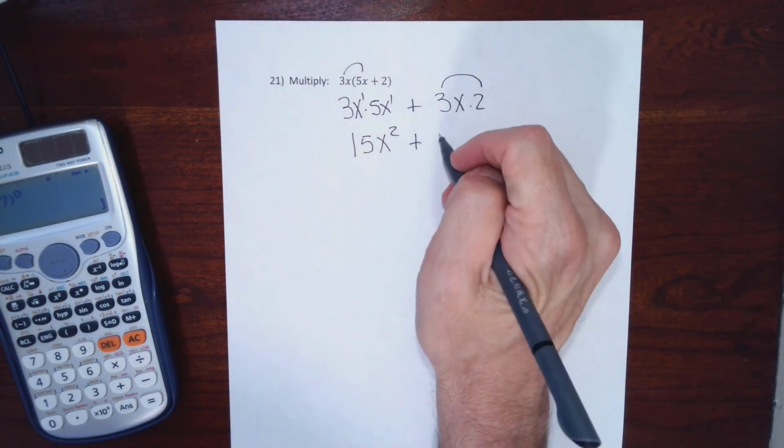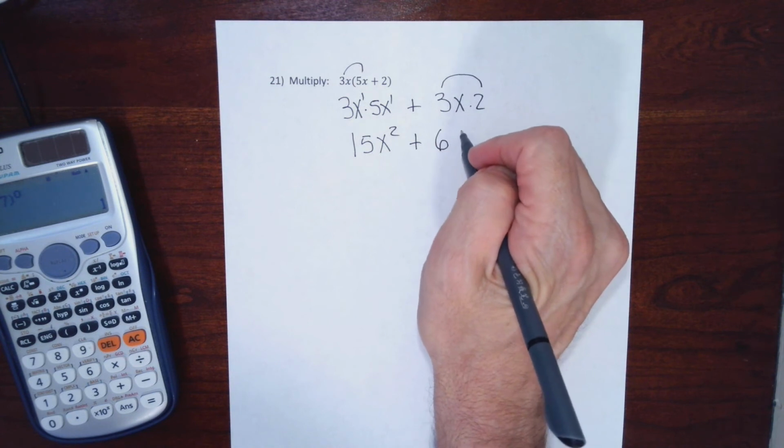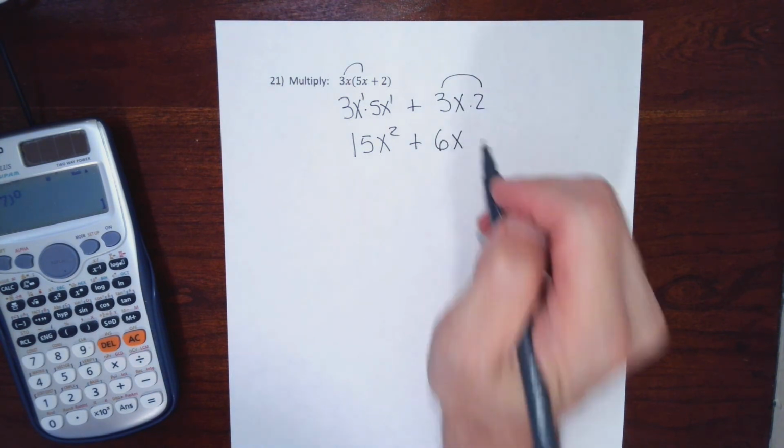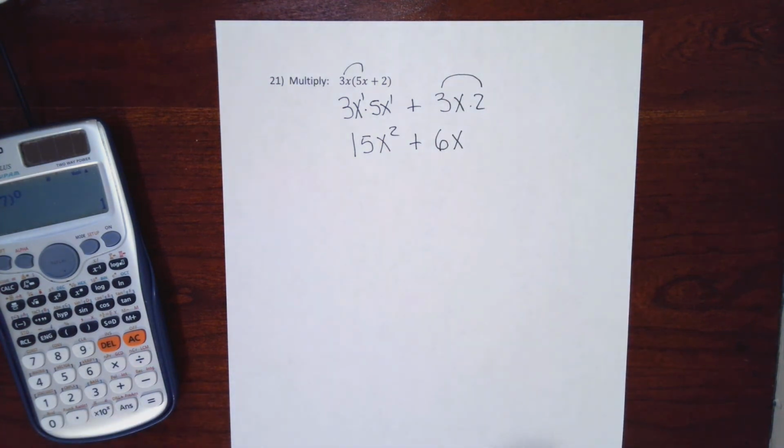For the second multiplication, I'm going to multiply the 3 and the 2, and I'm going to leave the x. For an answer to 21, it's 15x squared plus 6x. You shouldn't get a 21 in your answer because these aren't like terms. You can only add or subtract if the variables are the same and the variables have the same exponents.